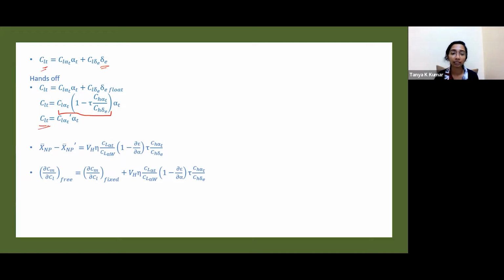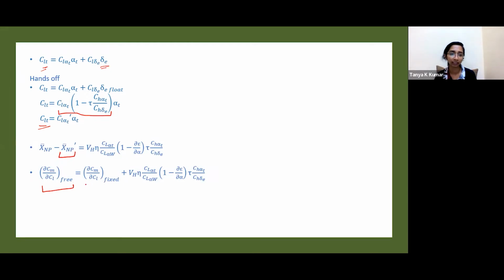Now, when we use this new value of the CL at the tail in the equations, we get a value for stick free neutral point. This prime indicates stick free. Stick-free neutral point is given by this equation. Similarly, the stick-free DCM upon DCL, the negative of static margin, is given by this equation.